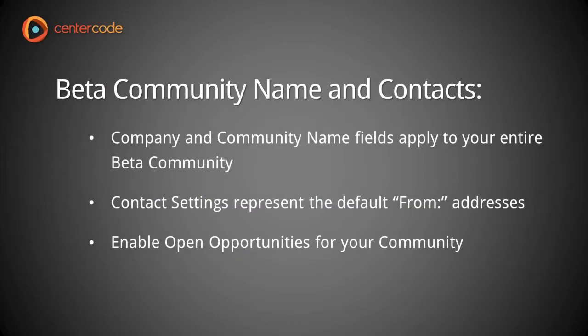So jumping right into it, the company and community name fields apply to your entire beta community. You fill them out in this one place, and then they'll be applied dynamically throughout your site. The contact settings represent the default from addresses for emails coming out of your implementation, and then we're also going to be able to enable the open opportunities page for your community.